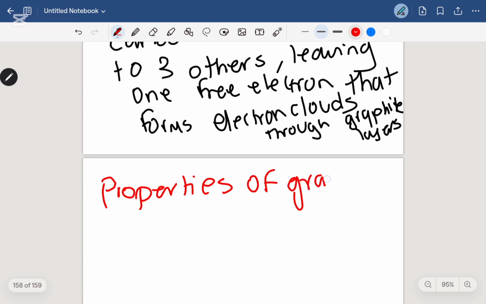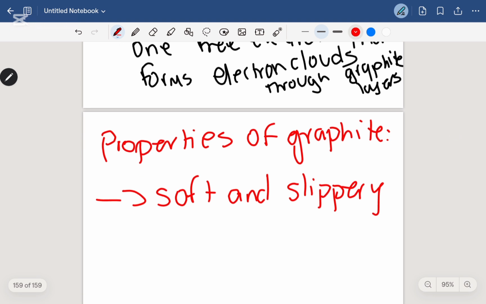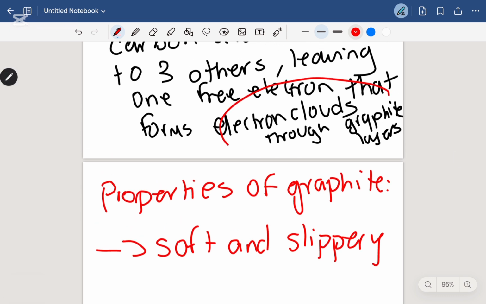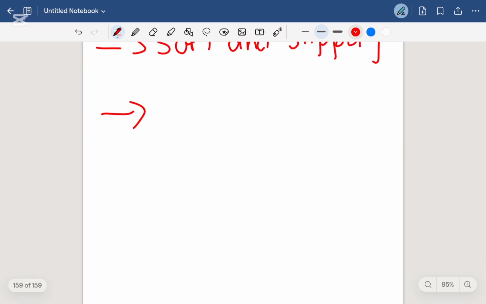Okay, so we know that graphite is soft and slippery. Why is it soft and slippery? It's due to the weak van der Waals forces between the layers. So remember, we have layers through the electron clouds, and in this layer we have weak van der Waals forces that cause them to be soft and slippery.